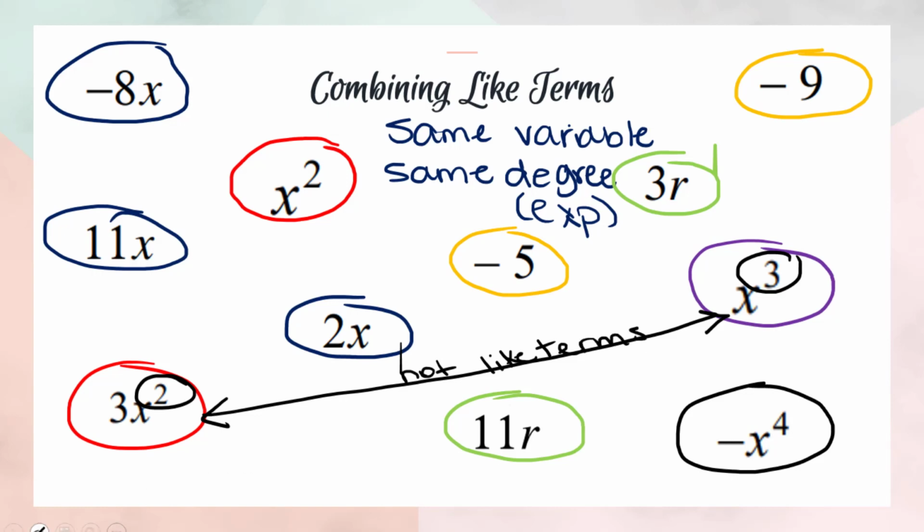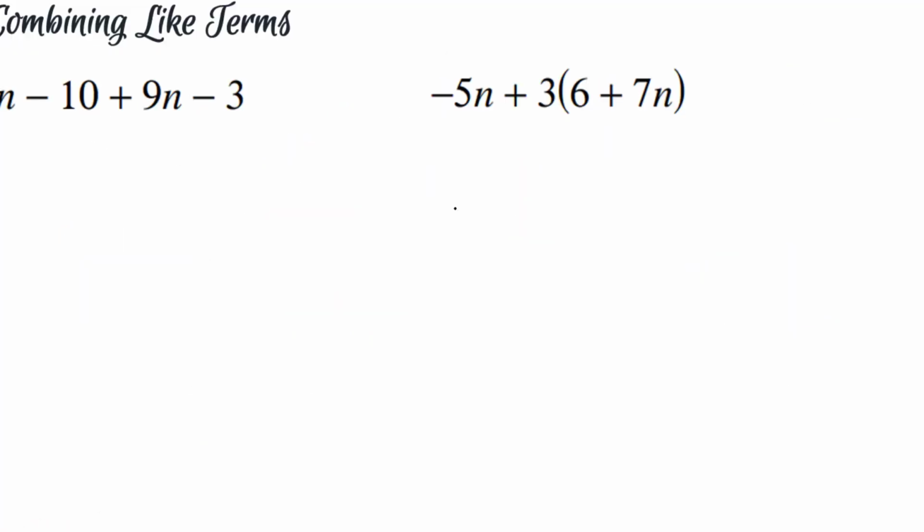All right, let's check out some examples. So I'd like to combine some like terms here. Let's see if we can sort some things out and organize our life. So the first term I see is an n. The next term I see is a negative 10. That's definitely not a like term with n, doesn't have another n with it. The next term I see is a positive 9n. That is a like term, has an n, has a degree 1. Those two should go together.